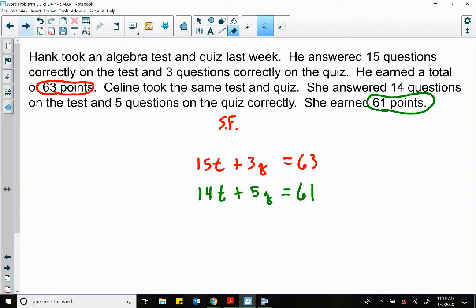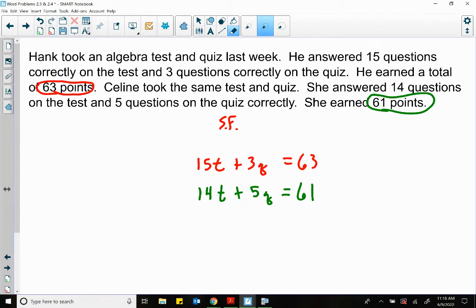Elimination would be the way to go, and I would probably be dealing with the Q's, and I would make it a positive 15 on top and a negative 15 on the bottom. Okay? So you'd actually have to multiply both equations in this. If you want to see some of these worked out, please email me or come to a Zoom session, text me, call me, we can work things out and I can show you these being worked out.